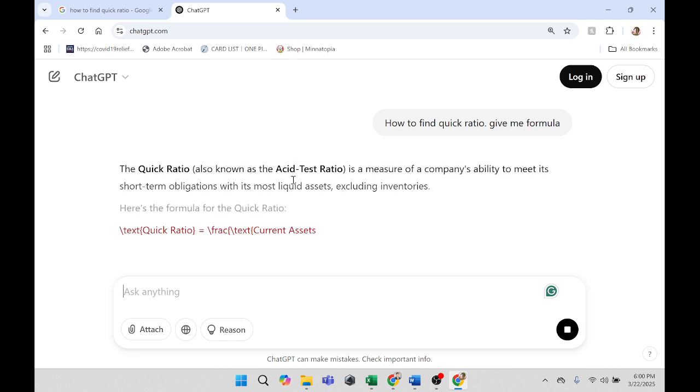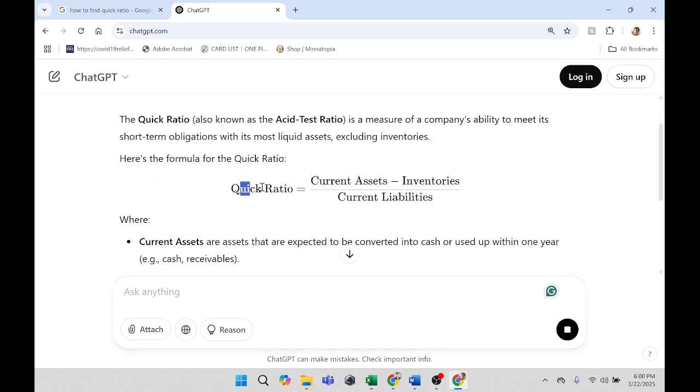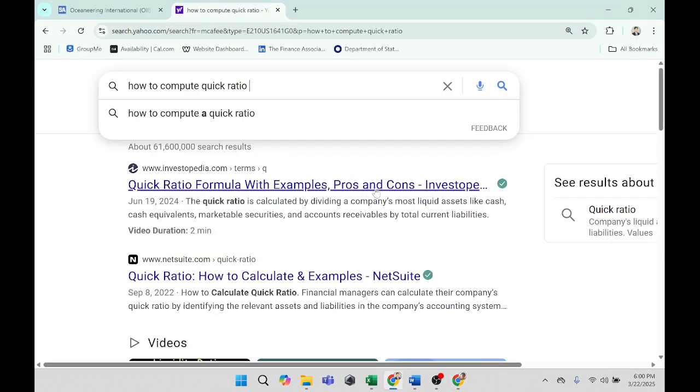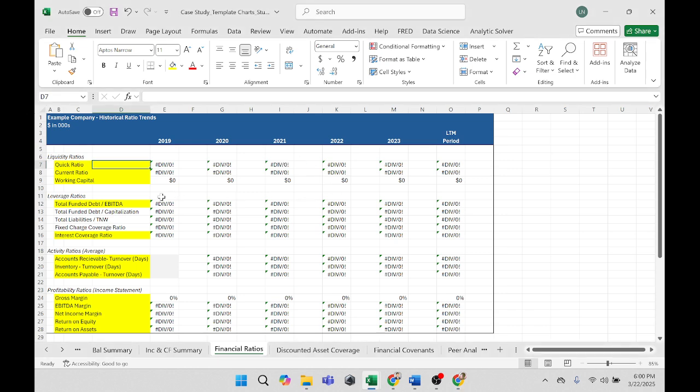I usually would just use ChatGPT, right? So quick ratio is equal to current assets minus inventories, divided by current liabilities. Keep that in mind. I'm going to show you in an example later on. But anything related to liquidity ratios, we would only find this data in the balance sheet. All the yellow highlights that I made are the ones that I recommend we compute and use.